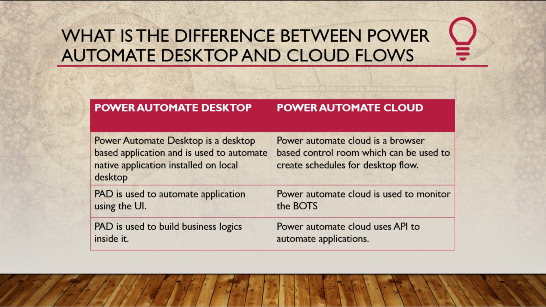What is the difference between Power Automate Desktop and Cloud Flows? Power Automate Desktop is a desktop-based application and is used to automate native applications installed on the local desktop. Whereas Power Automate Cloud is a browser-based control room which can be used to create schedules for desktop flow. Power Automate Desktop is used to automate applications using the UI. Power Automate Cloud is used to monitor the bots. Power Automate Desktop is used to build business logic inside it. Power Automate Cloud uses API to automate applications.